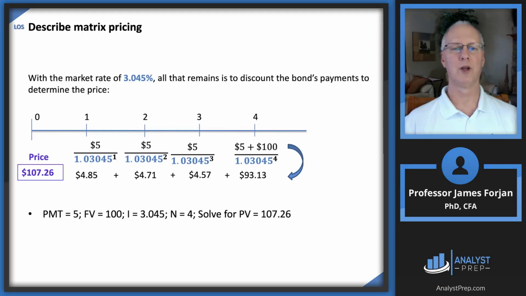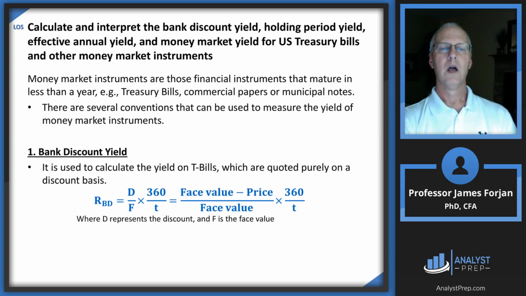So what did we say? Our bond was a 4-year bond. There's the $5 in interest in the numerator, and the $100 in principal in the numerator all the way out at year 4. We're going to discount those at 3.045%, sum those and get 107.62. And the good news is you can do a quick calculation with the financial calculator. We make payment 5, future value 100, yield 3.045, N is 4, and solve for present value. By way of memory, I always write that payment equals 5, but remember, you have to hit the 5 first, 5 then payment, and so on. All right, the next LOS asks us to calculate and interpret a whole bunch of different returns: bank discount yield, holding period yield, effective annual yield, and money market yield for treasury bills and other money market securities.